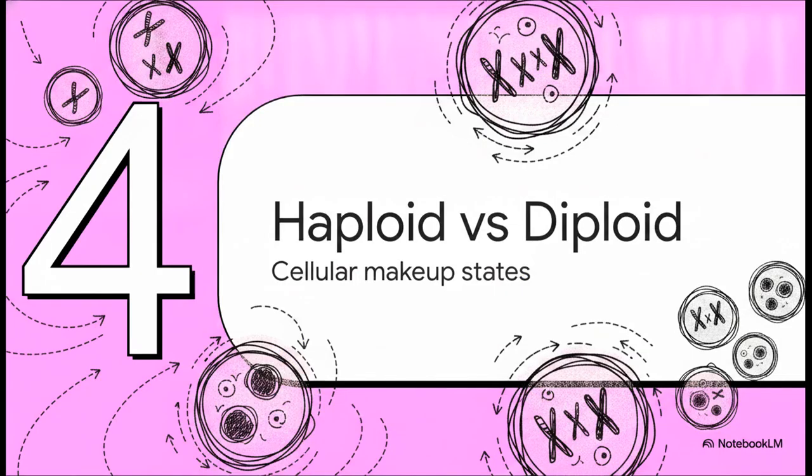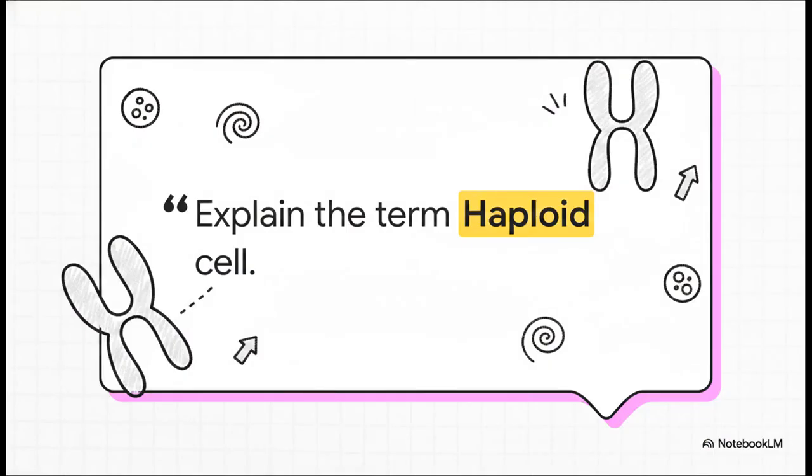Which brings us to Section 4, haploid versus diploid cells. We are going to frame this exactly how you'll see it on an exam. Explain the term haploid cell. This is a classic direct problem that you are going to need to solve. When you see this prompt sitting there on your paper, how do you articulate the answer perfectly to secure full marks? Let's break down the visual definition.